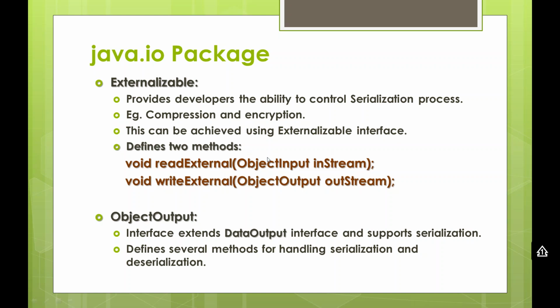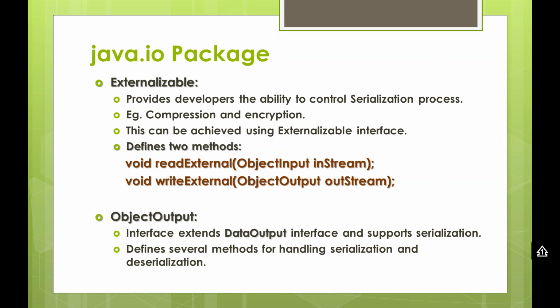There are readExternal and writeExternal, so you can pass an object input stream and object output stream, and control serialization and deserialization in whatever way you want. In order to write, or for serializing an object, you should use the ObjectOutput interface. You have a concrete class, the ObjectOutputStream class, which extends OutputStream and implements the ObjectOutput interface and the DataOutput interface for supporting serialization.